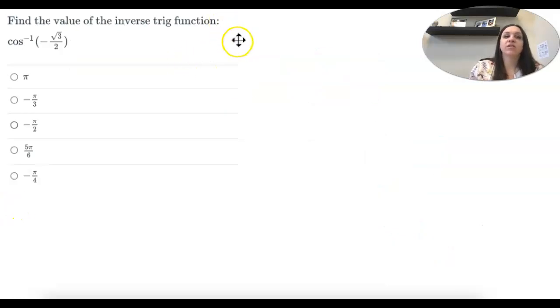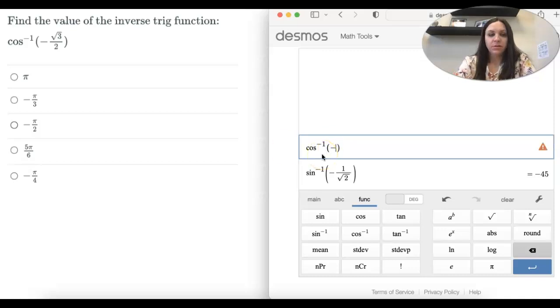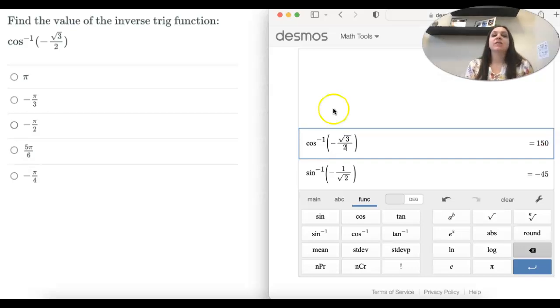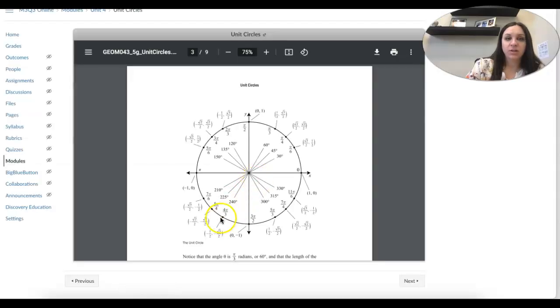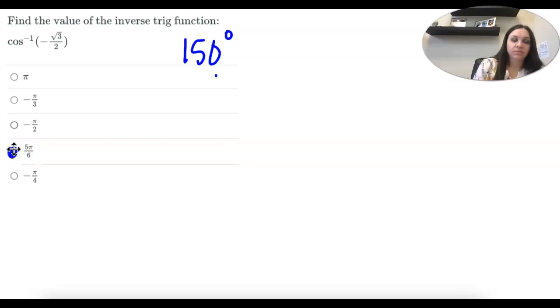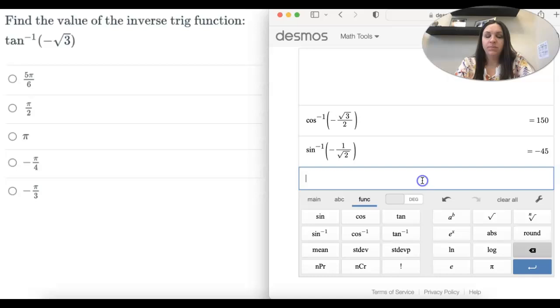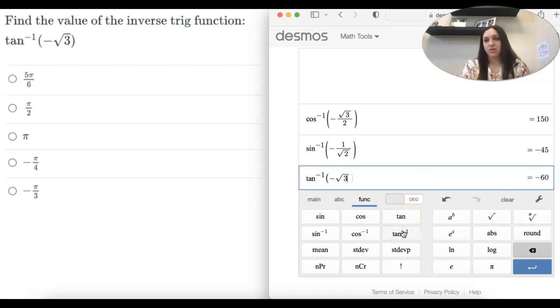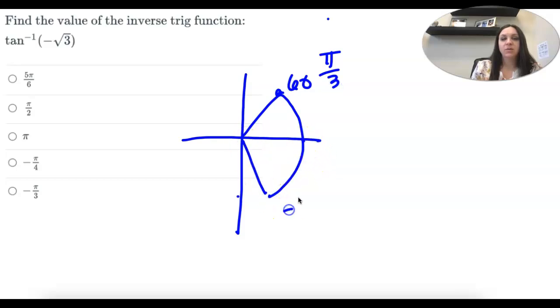Okay, find the value of the inverse trig function of cosine. Sorry about that. Okay, so that is equal to 150 degrees, right? Or I can go to my unit circle. 150 lines up with negative square root of 3 over 2 in the x spot. So 5 pi sixths. Okay, inverse trig function of tangent. Negative square root of 3, so negative 60 degrees. So 60 degrees is pi thirds. So negative 60 would be negative pi thirds.